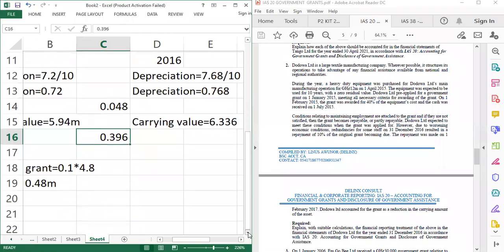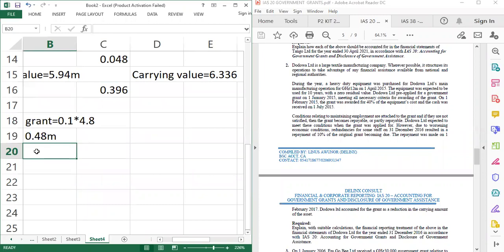Another way of doing this is this. What is the grant that becomes repayable? It is 0.48 million. Okay. This grant will also be amortized over 10 years, isn't it? All right. In 2015, we used 9 months of this grant because we charged the depreciation for 9 months. It means that if we should have carried the grant as a deferred grant, we should have amortized it for 9 months. So we count the amortization for 9 months based on this grant.